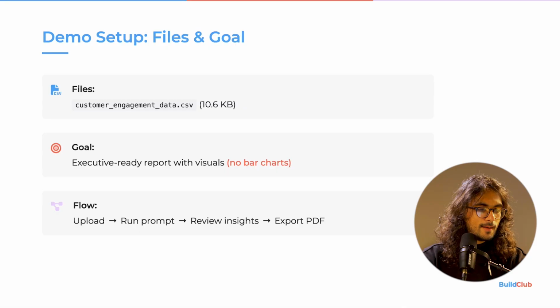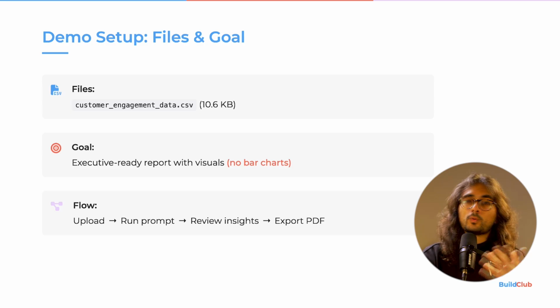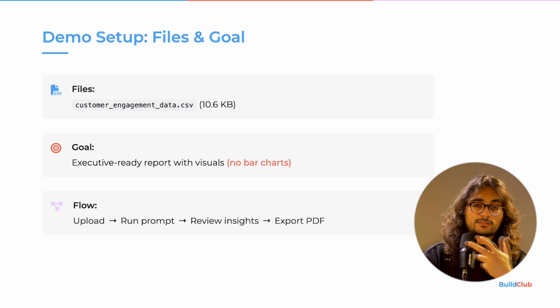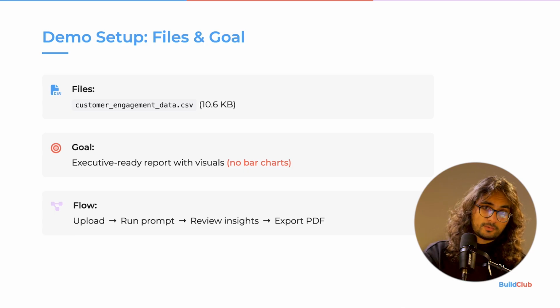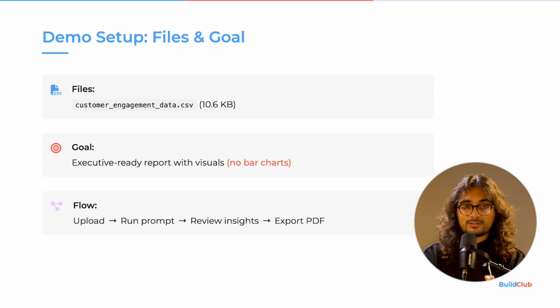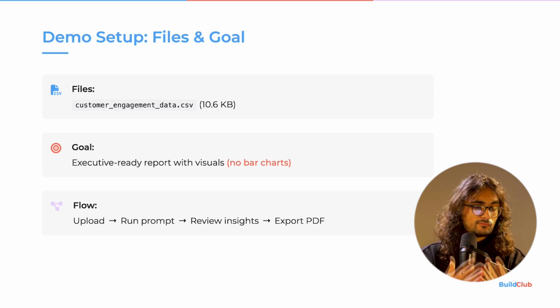All right, so we're going to run a quick demo. We're going to get our hands dirty initially. We're going to give you one file, which is the customer engagement data.csv. The goal is to create an executive-ready report with visuals and no bar charts, of course. The flow will be: we'll upload, we'll give you a prompt to run, we can review insights, and then we can export PDFs.